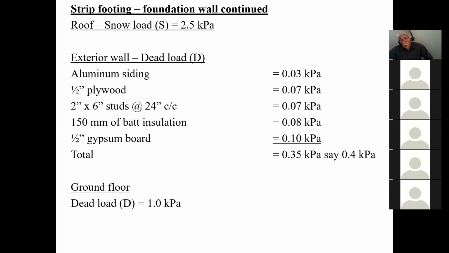No, we already know that it's 1 kPa. We've been using 1 kPa to design our joists. We're using 1 kPa to design our beams. We're using 1 kPa to design our columns. Does that change anything? So it's 1 kPa.